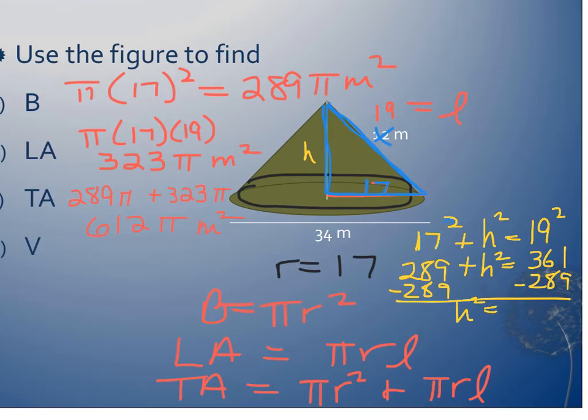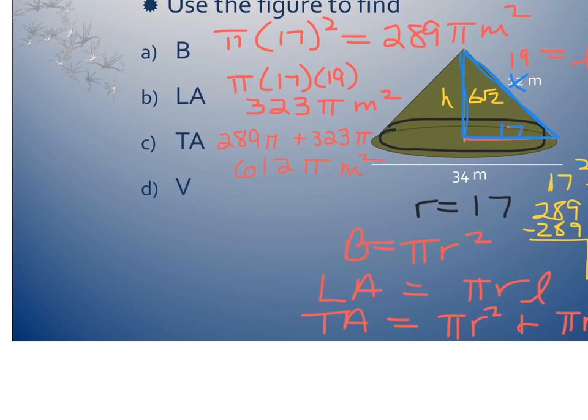H squared equals 361 minus 289, 72. I need to break that down. I could break it down into 36 times 2. So my height is now 6 root 2.